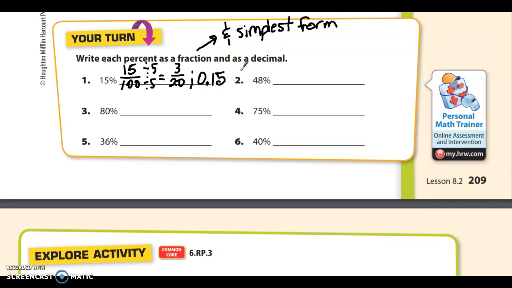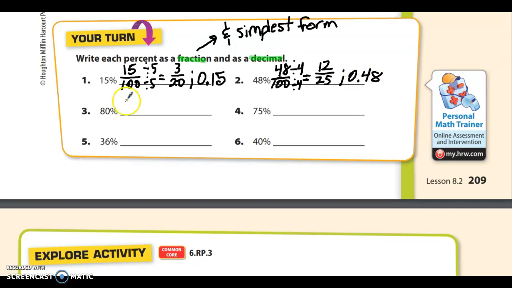Number 2, 48% means 48 out of 100. 48 and 100 share a factor of 4, so I'm going to divide those by 4, and I'm going to get 12/25. I'm going to put a semicolon and do another answer here, because we have to write it as a fraction and as a decimal. 48 out of 100 would be the same thing as 48 in the hundredths place as a decimal, so 0.48.